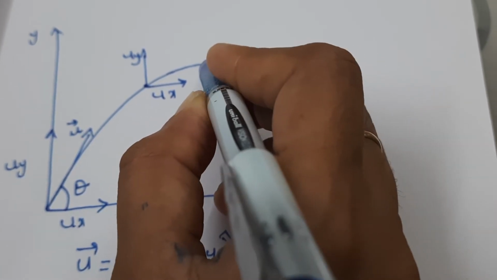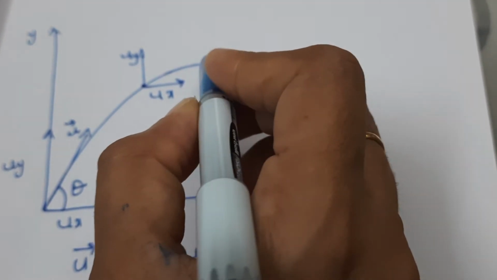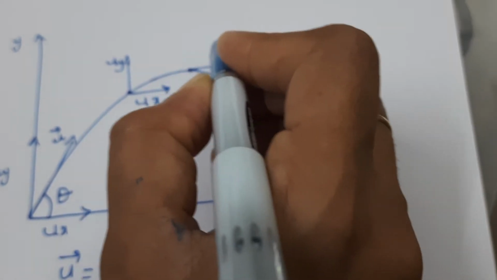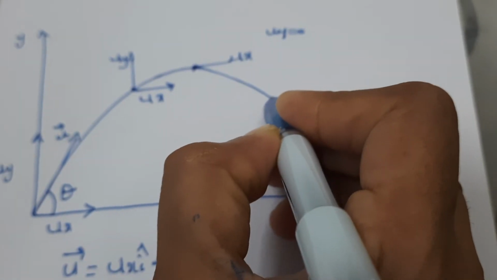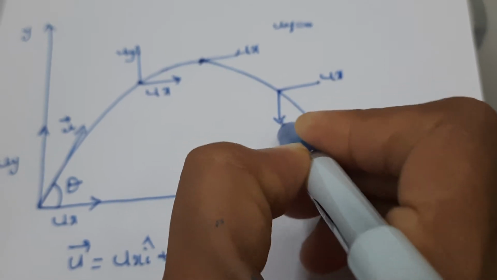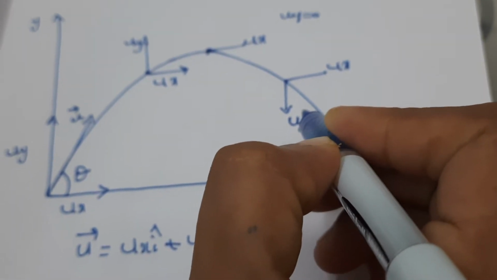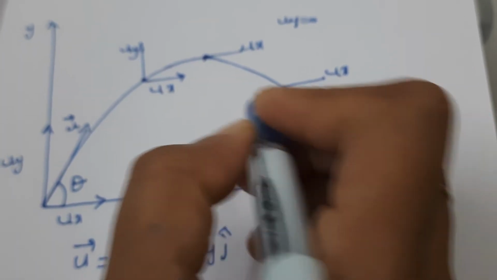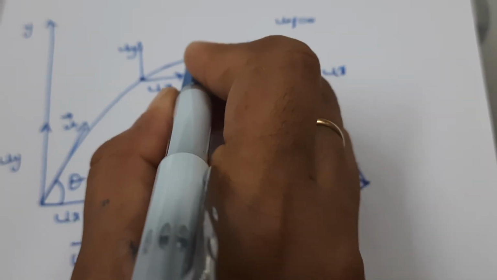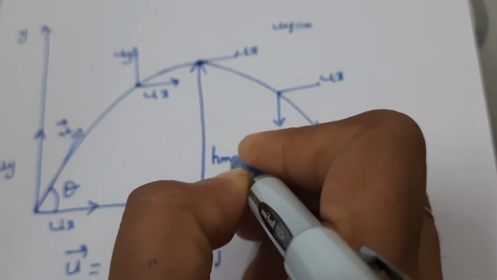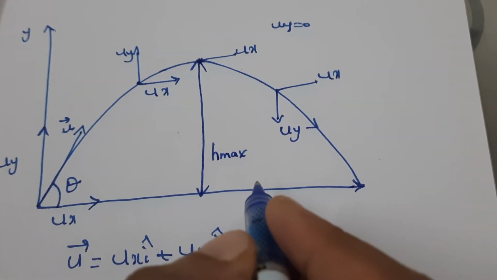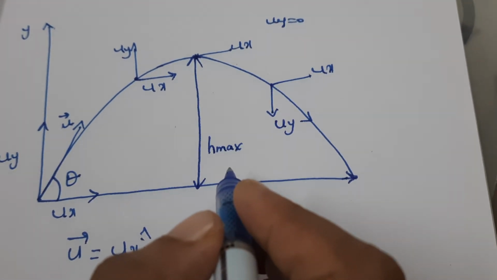At this point, it reaches the maximum height. Here, this is ux. Here actually, the uy value is equal to 0 at this point. And here, this is ux and this is uy. So this is the path of the projectile. This we can consider as the maximum height, h max. This is the graphical representation of an angular projection.